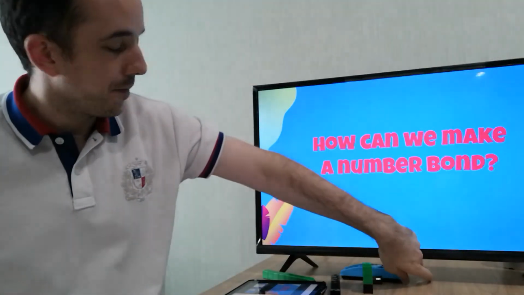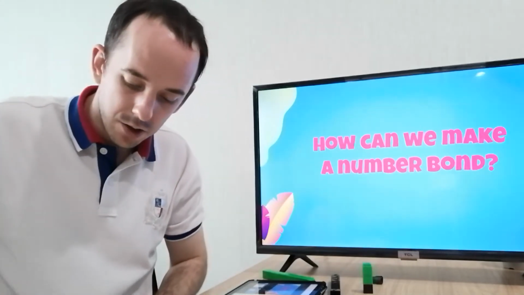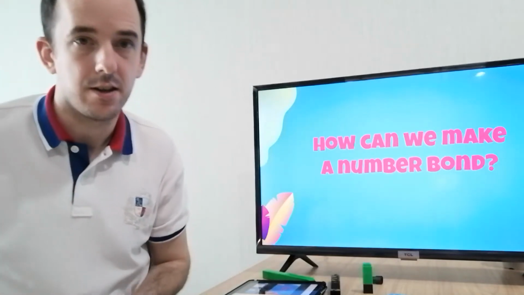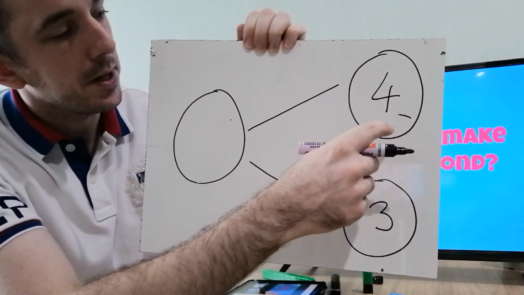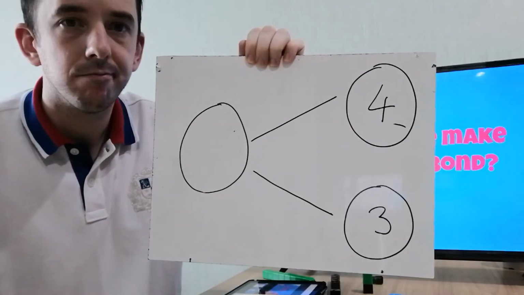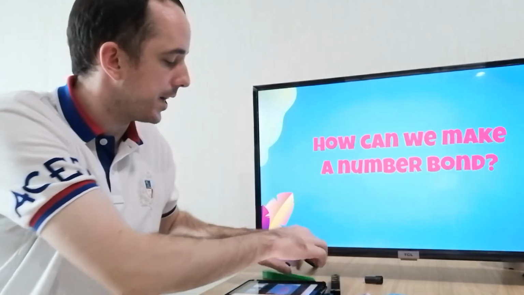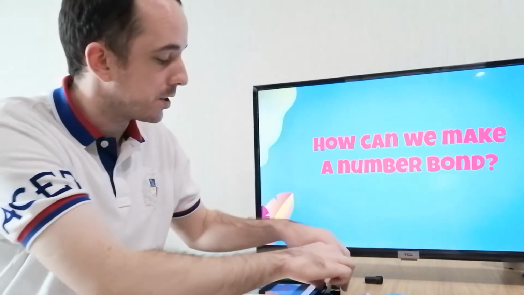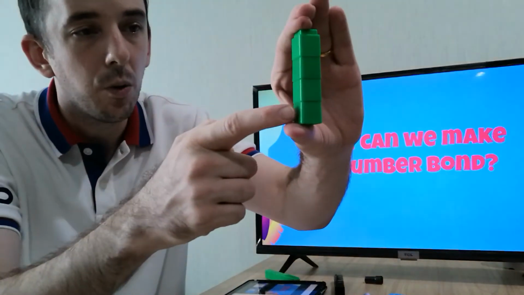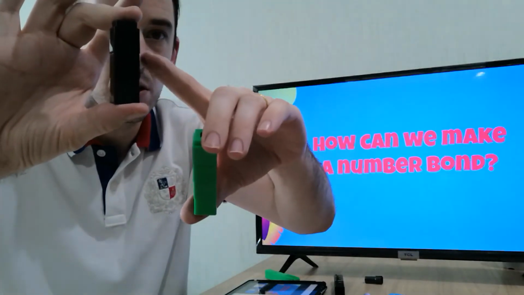Let's learn another one. I'll pick a bigger number this time. So if my two groups, my two circles, said 4 and 3. So look at this. This group is 4, this group is 3. What should I write in here? It always helps to use blocks or our fingers or something like that. So that's what Mr. Tommy will do. So let me check. One group was 4. 1, 2, 3, 4. One group was 3. 1, 2, 3.